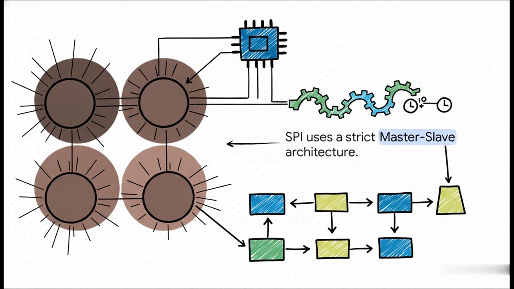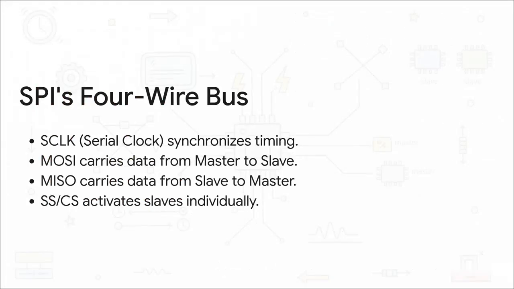To actually pull off speeds like that, SPI uses a strict master-slave architecture. You've got one master device, which is usually your main microcontroller, acting as the maestro of the whole bus. This master generates the dedicated serial clock, or SCLK, to perfectly synchronize the timing of every single bit across the network. The master runs the show, controlling all communication with one or more slave peripherals. Let's break down the physical wiring of this bus. It's typically 4 wires. First, you've got SCLK, that serial clock we just talked about.